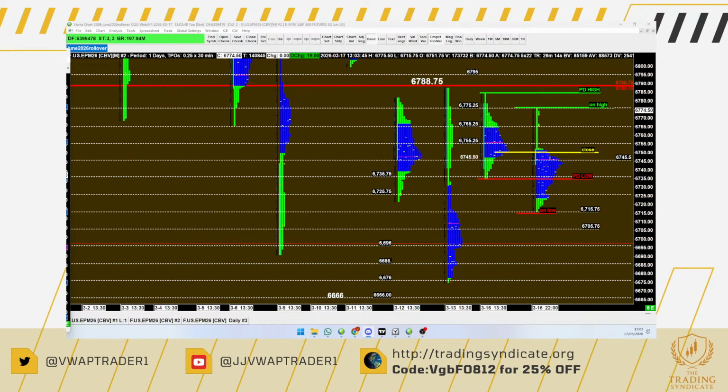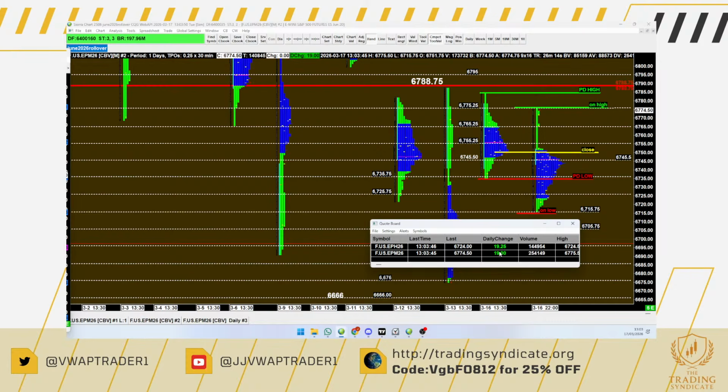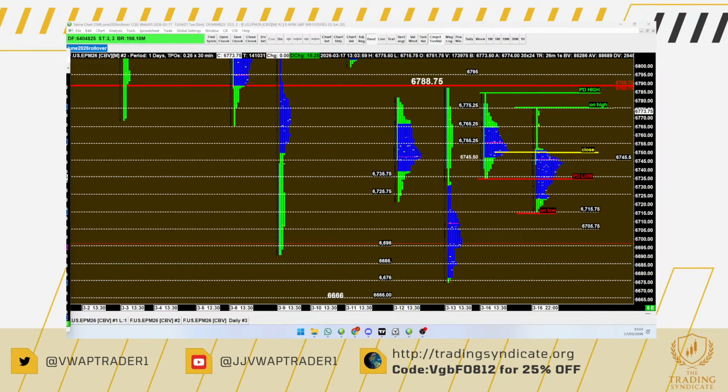So, contract rollover is going well. 254,000 contracts in the new, 145 left straggling in the old. That'll go to zero as the week progresses.